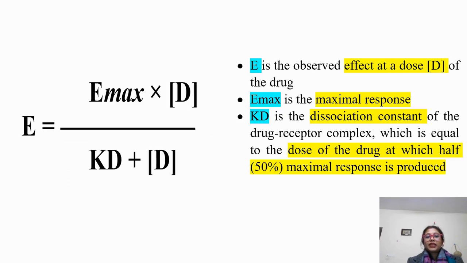Here we can see the equation: E is equal to Emax into D by Kd plus D. So what is that? E is the observed effect of a dose of the drug, and Emax stands for the maximal response at a dose, and Kd is the dissociation constant of the drug-receptor complex, which is equal to the dose of the drug at which half-maximal response is produced. That way we can calculate E, the effect at a particular dose of a drug.